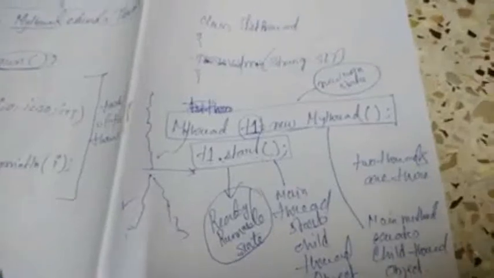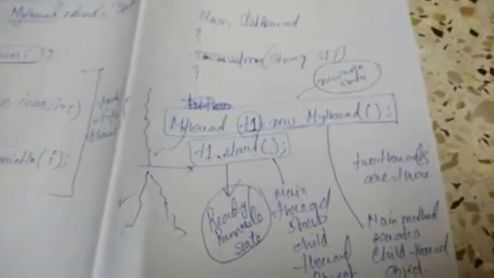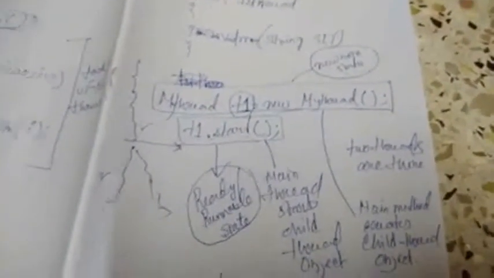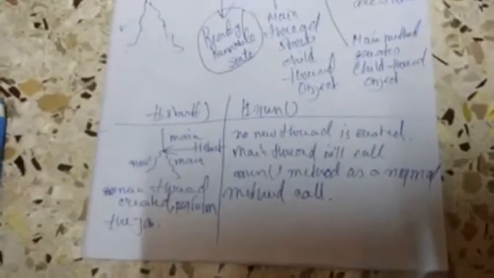After t1.start there will be two execution flows. One is for the main thread, one is for the child thread. But if you are not writing t1.start, there will be one thread. Okay. Now come to the difference between t1.start and t1.run.